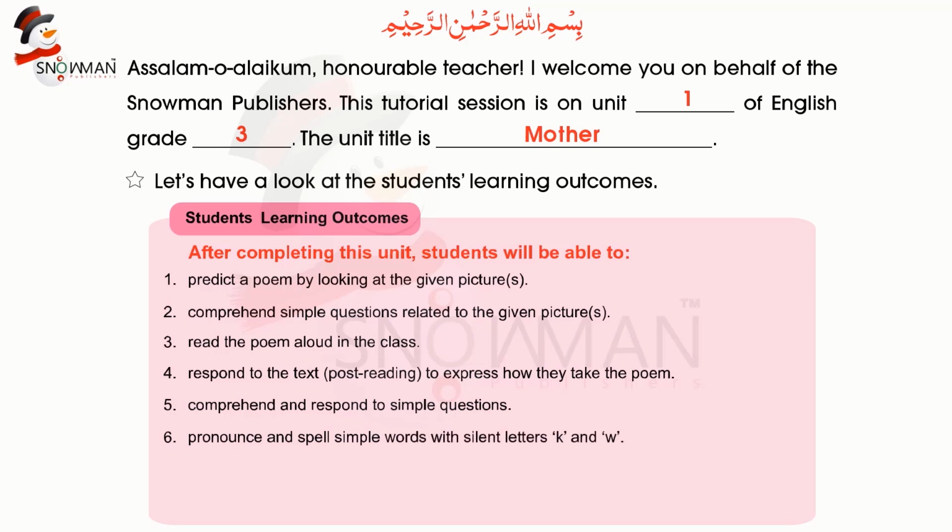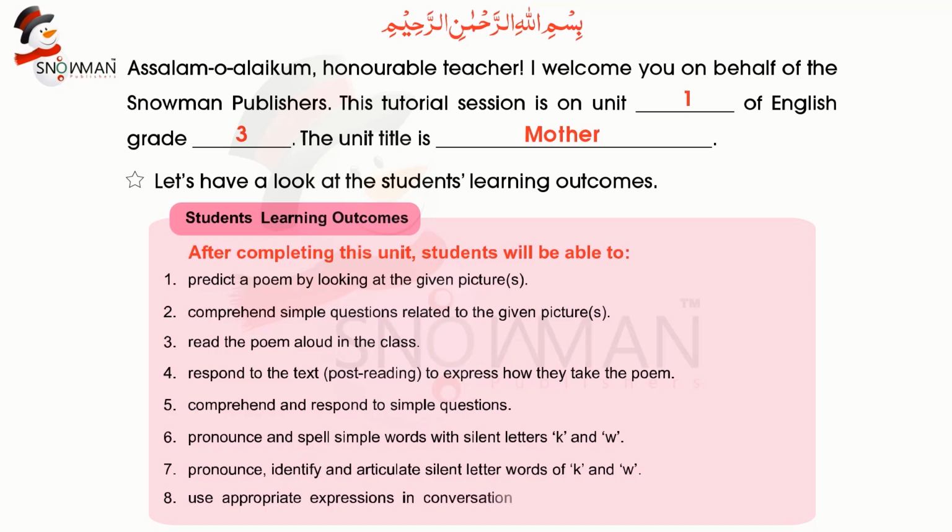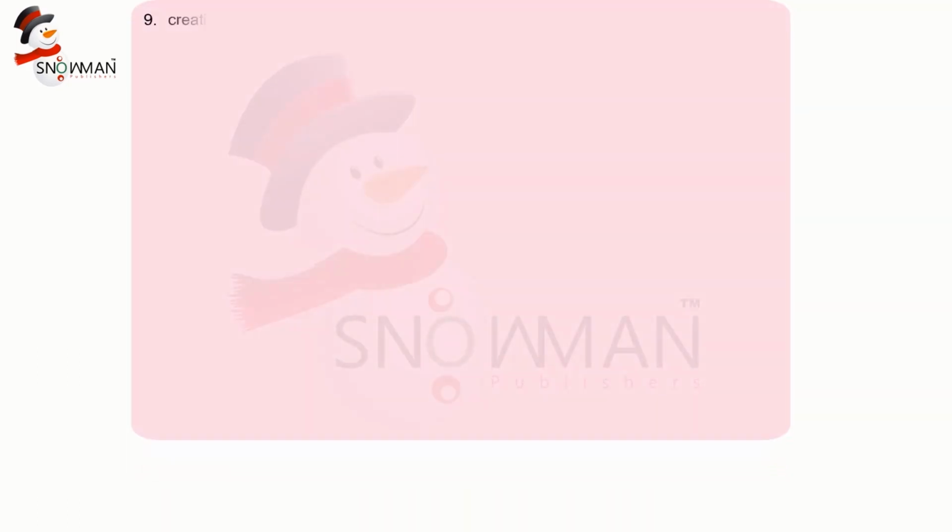pronounce, identify and articulate silent letter words of K and W. Use appropriate expressions in conversation to articulate, recognize, and use some formulaic expressions to express opinions in simple sentences. Creatively comprehend the text from the book and write it in their own words. Fill in the missing information from the text to complete a simple paragraph.